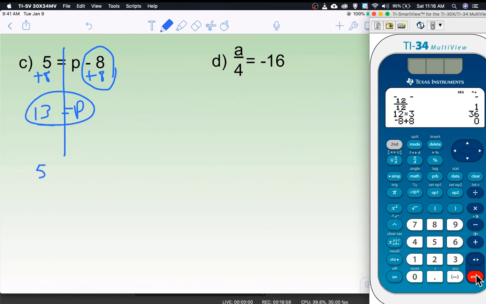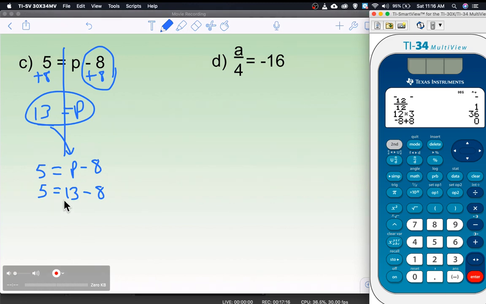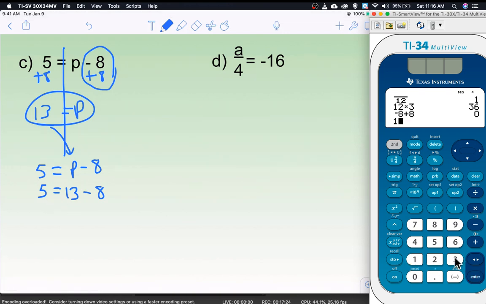And if I check it, 5 equals p minus 8. I wrote down the original equation. I'm going to plug in the value I got for the variable. Oopsie, that's not a 13, that's a 5. And now when I check my math, I want to see, are these two sides of the equal sign the same? If I do 13 minus 8, will I get 5? Well, yeah. 13 minus 8 is 5. So now I've solved the equation and I've checked my solution.